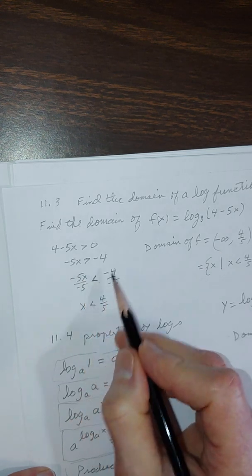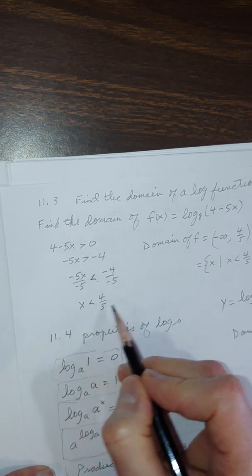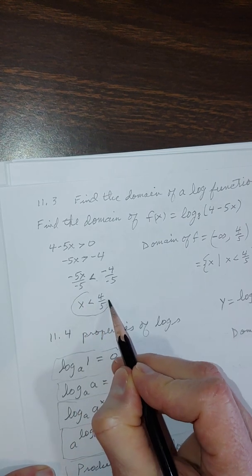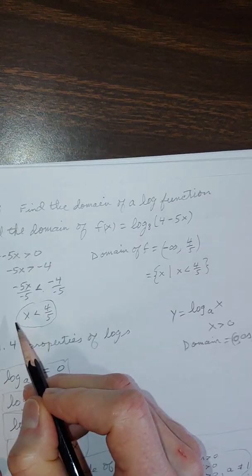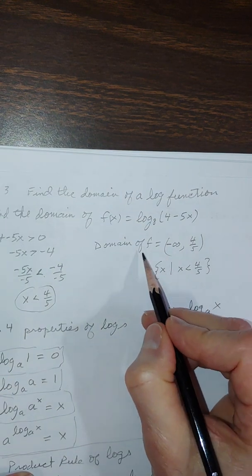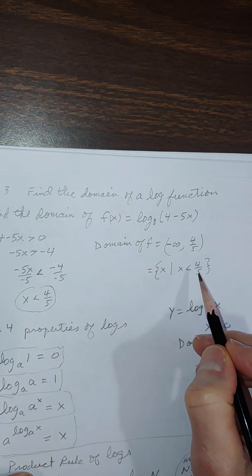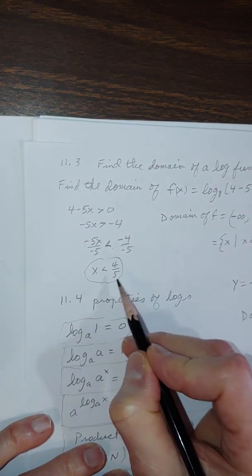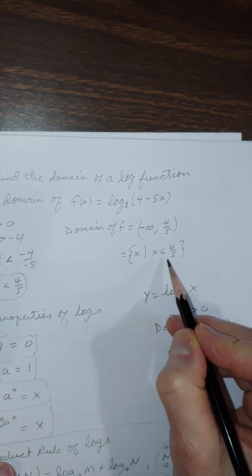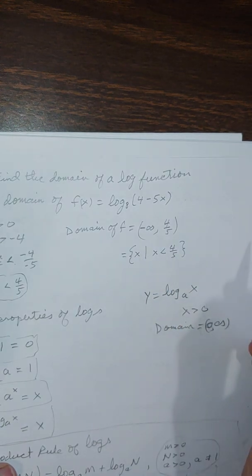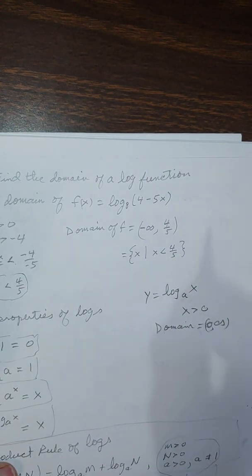So I divided both sides by negative 5, and I get x on the left side, 4/5 on the right side, with a less than sign. So x is less than 4/5. That's the domain. So the domain is from negative infinity to 4/5 in interval notation, or you can write it in set builder notation like this: the set of all x such that x is less than 4/5. Okay, but that's what you always do.